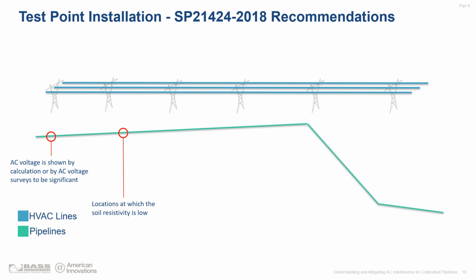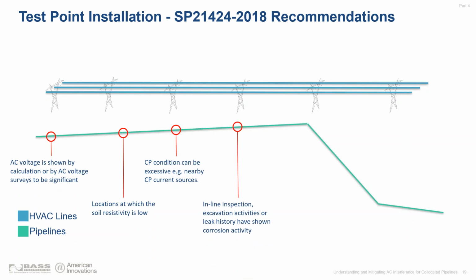Any location where the soil resistivity is low. What's a low soil resistivity? Well, according to both the INGA and this specification, it's anything less than 2,500 ohm centimeters. Anywhere where the CP condition can be excessive. So look to see where you have your CP current sources and install another test station nearby.